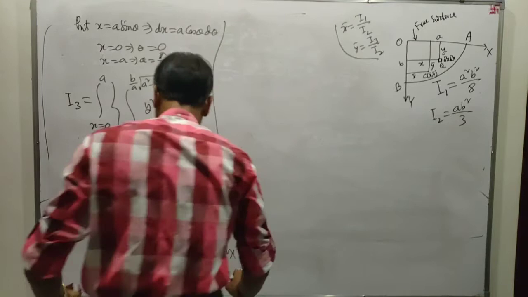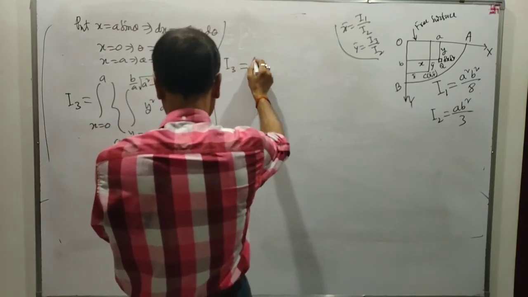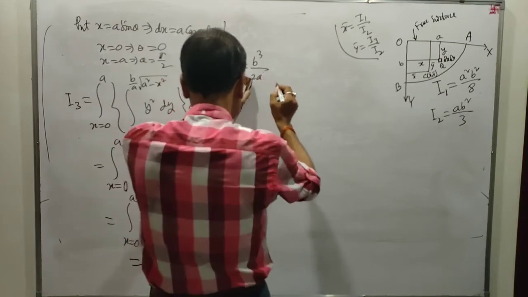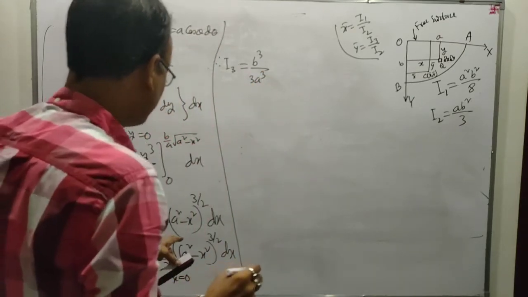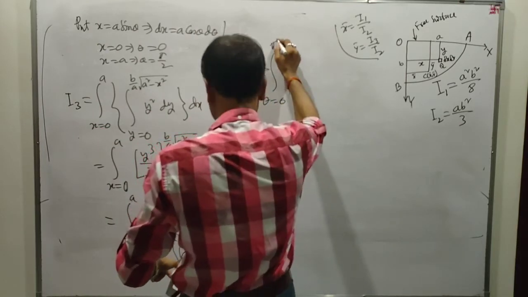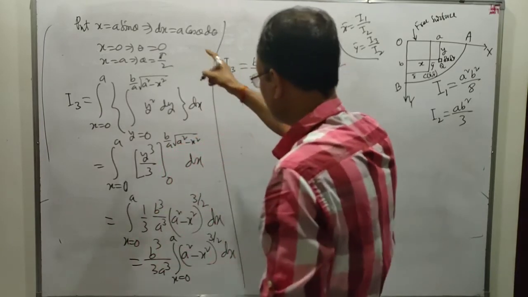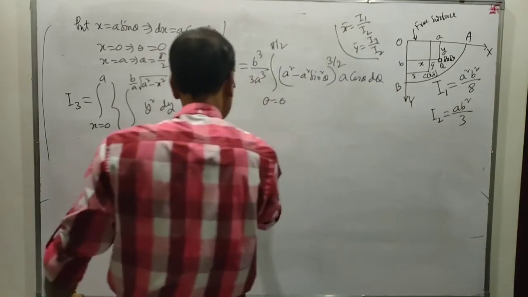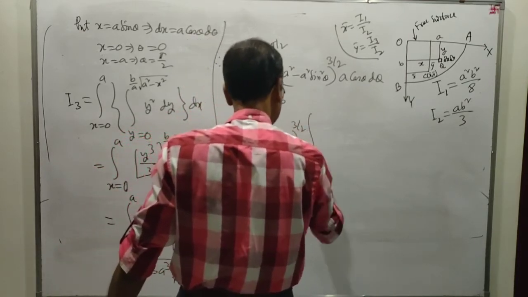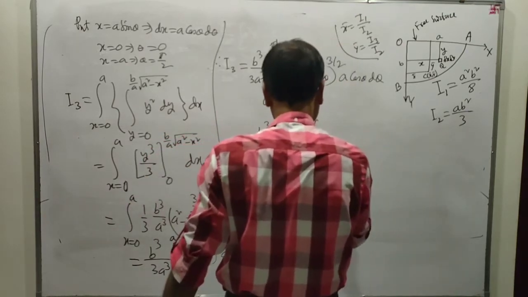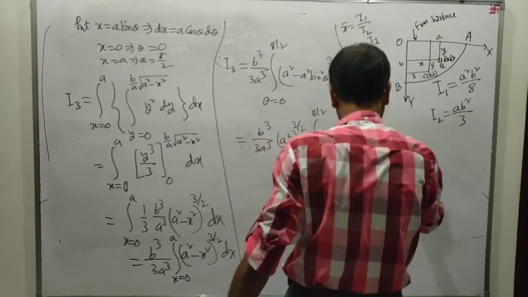Therefore I3 equals b³/(3a³) times the integration for θ equal to 0 to π/2 of (a² − a² sin²θ)^(3/2) a cos θ dθ. This is equal to b³/(3a³) times (a²)^(3/2) times a, integral from θ equal to 0 to π/2 of (1 − sin²θ)^(3/2) cos θ dθ.